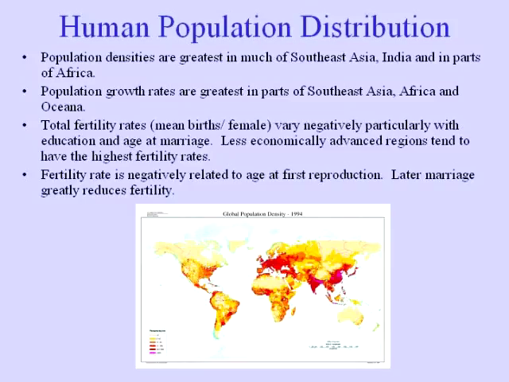If we look at total fertility rates, which is measured as mean births per female, this rate varies negatively with things like education and age at marriage. So less economically advanced regions of the world tend to have the highest fertility rates. People tend to get married youngest and have the least education. As people become more affluent and better educated, they tend to marry later as well, and this has a profound impact on fertility.